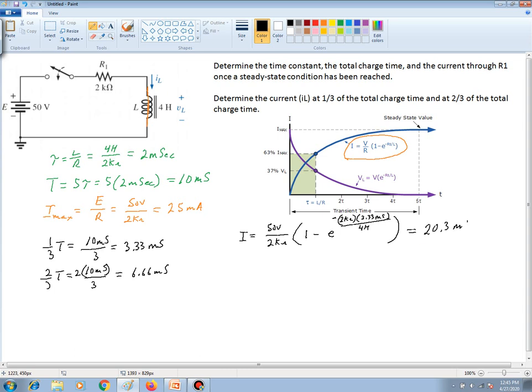20.3 milliamps. Now solving for I at 2/3 of t is going to be equal to 50 volts over 2 kilo ohms, 1 minus e to the negative 2 kilo ohms times 6.66 milliseconds over 4 henries, and that's equal to 24.1 milliamps.